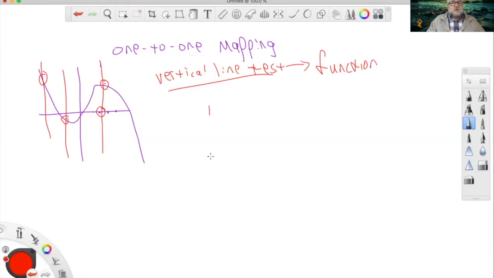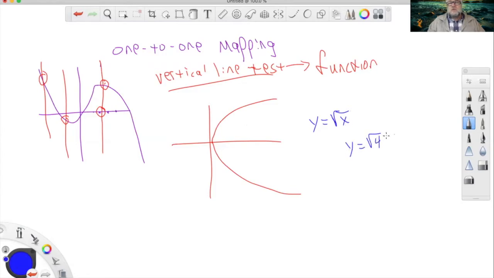Here's an example of a thing that is not a function. This could be y equals square root of x. And for square root of x, let's pick a number of 4. y equals square root of 4. What's the answer to this? 2? Plus or minus 2. So at 4, you're going to hit up here, y is going to be equal to 2, and y is going to be equal to negative 2. So when I do the vertical line test, this fails. It hits the curve in 2 places.